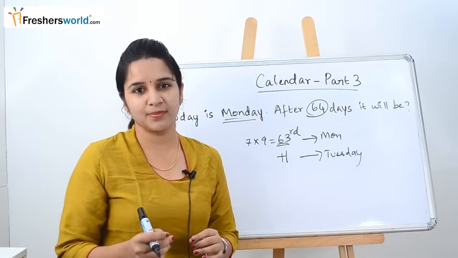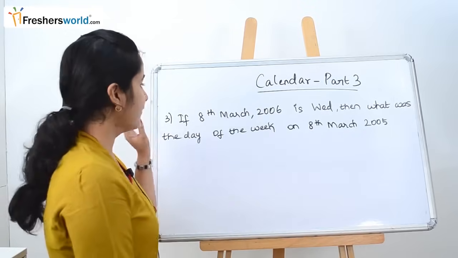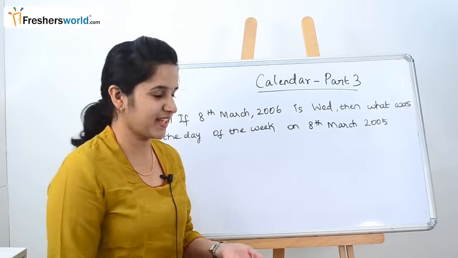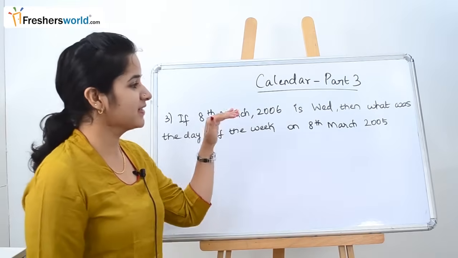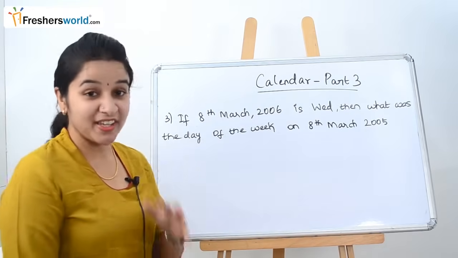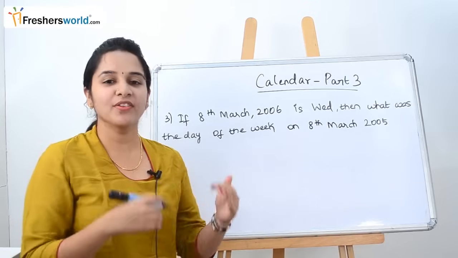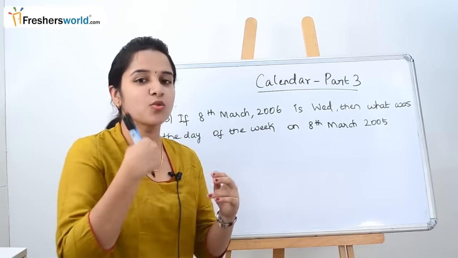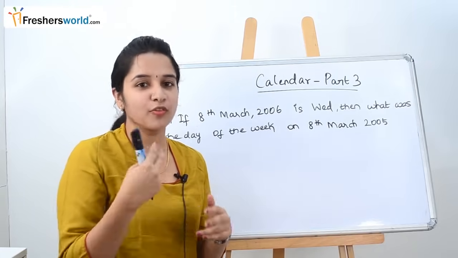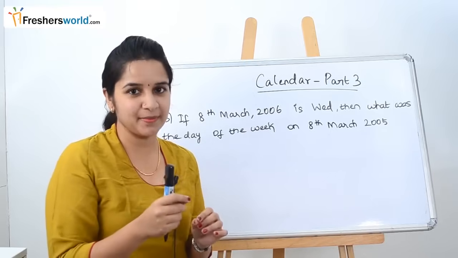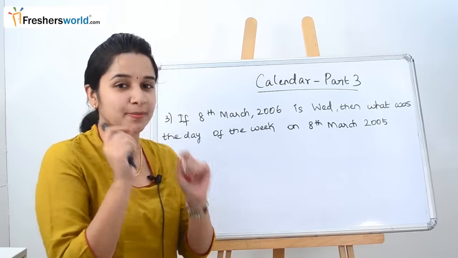Let's just solve another sum. The next question they've given us: if 8th March 2006 is Wednesday, then what was the day of the week on 8th March 2005? It's very simple. Whatever we did before, we went forward and added the number of odd days. Now we are going to do the same thing, but with a small change: we are going to subtract.